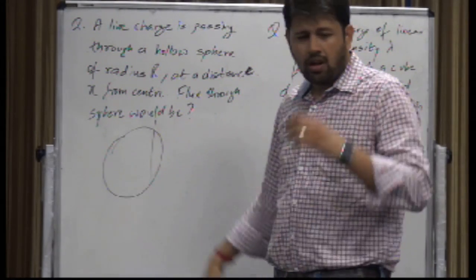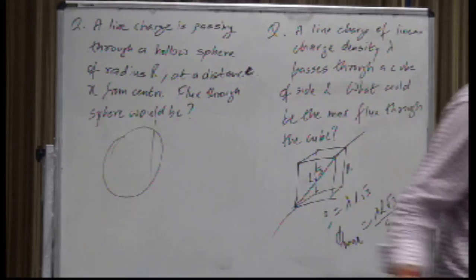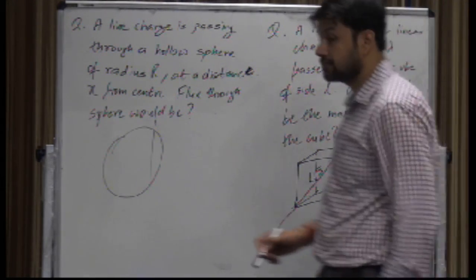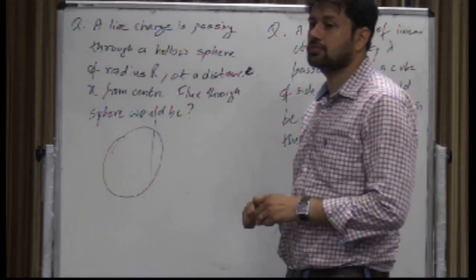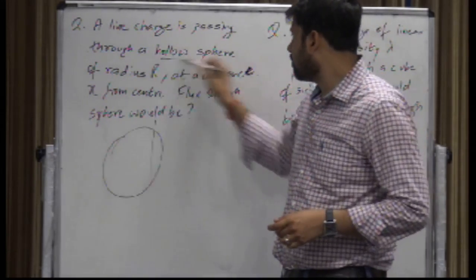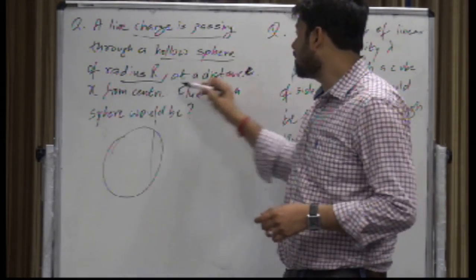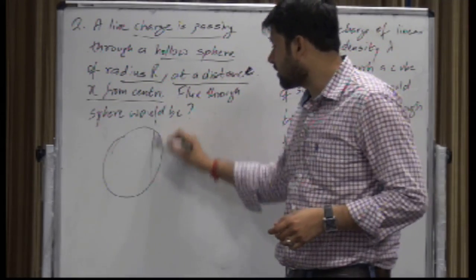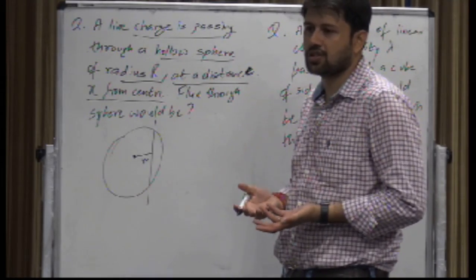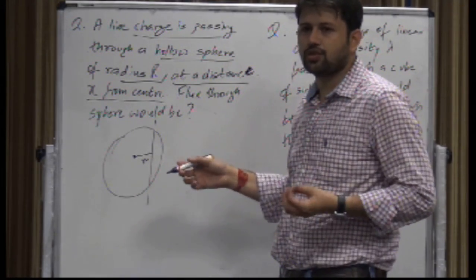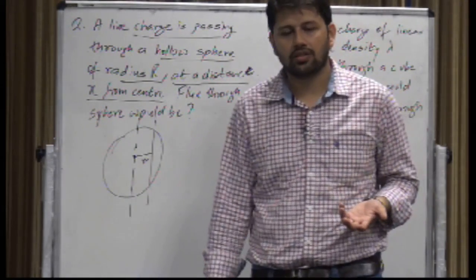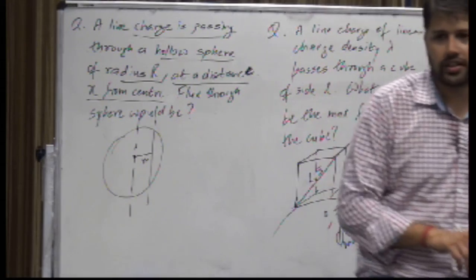But you said that the original question did not have the figure. Yeah, but it clearly said there is a hollow sphere of radius r. The line charge is passing at a distance x from center. So distance x from center. It's not the maximum charge inside situation. If I wanted maximum charge to be inside the sphere, I would have sent it through the diagonal, right? It would have carried maximum charge inside.